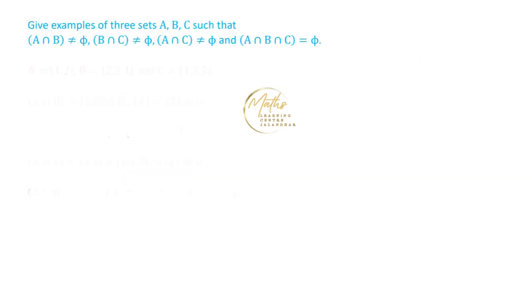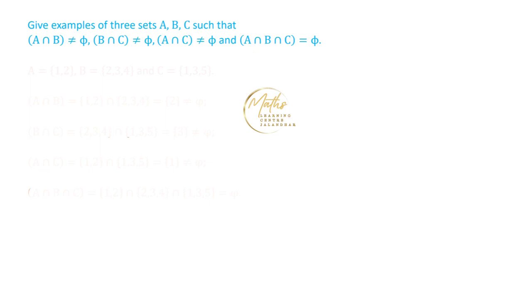Now the next question we have is, give an example of three sets A, B, C such that A and B are not disjoint, they are intersecting sets. B and C are intersecting. A and C are intersecting sets. But we have to show that A intersection B intersection C is empty. We have to give an example of such sets.